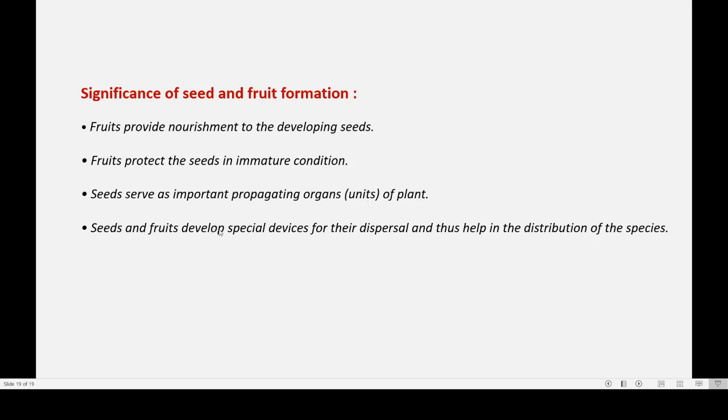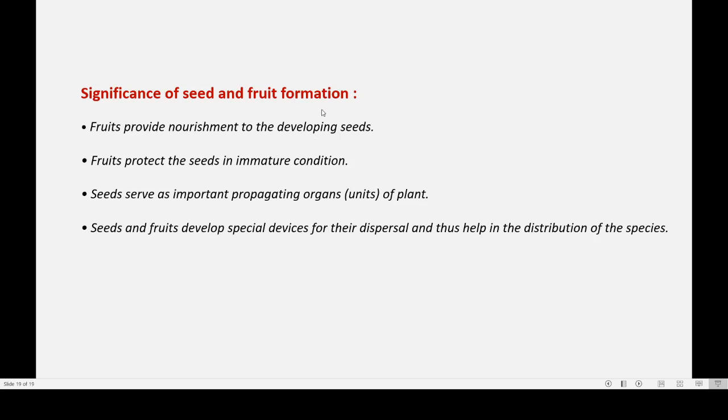Seeds and fruits develop special devices for their dispersal and thus help in the distribution of the species. That means we can see different types of species everywhere. Why does this happen? Because seeds and fruits have certain special structures on their body. Because of that, using various agents, they can go to various areas and germinate there. This is how various species get distributed to different places. So these are the significances of seed and fruit formation.